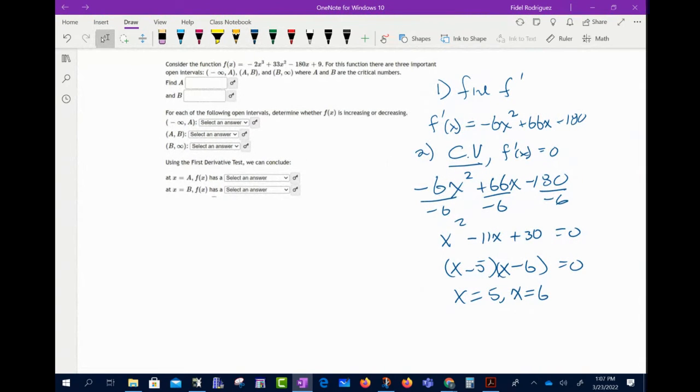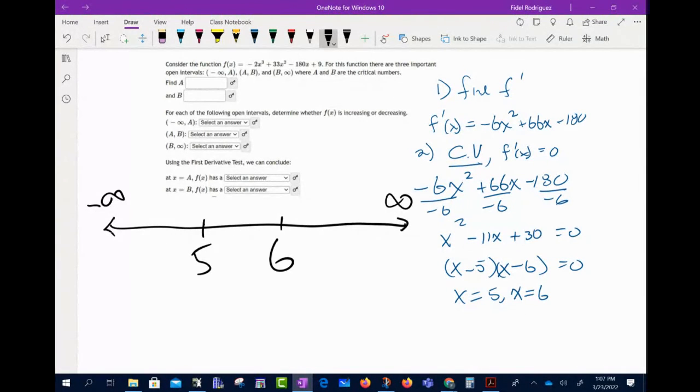Okay, so take a look here, y'all. It says, and we're going to answer the questions as we go through, for this function, there are 3 important intervals: from -infinity to a, from a to b, and from b to infinity. So when I set up my number line, it looks like this, right? Here's -infinity, here's infinity. The two numbers that I'm going to put on my number line are 5 and 6, okay? So look what it says. Find the value of a. Well, the value of a would have been 5, and the value of b would have been 6, because that's the order in which they appear.